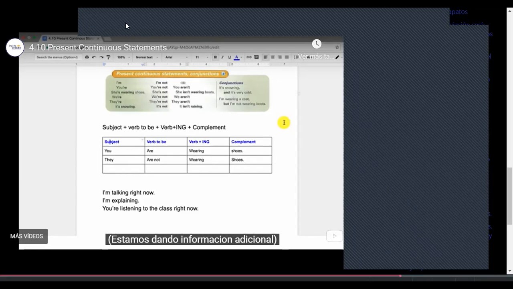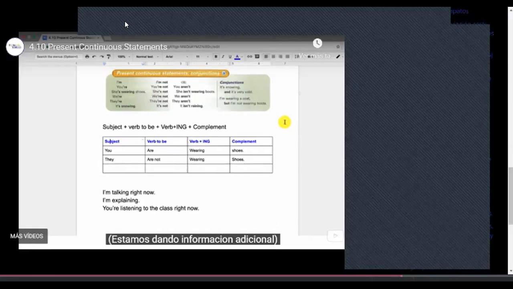Okay, who has examples for me? Who has examples for me using present continuous? What are you doing right now, guys? Me? I am teaching English to you. I am helping you with your classes. I am correcting you. Yes, go ahead, Edith, go ahead.